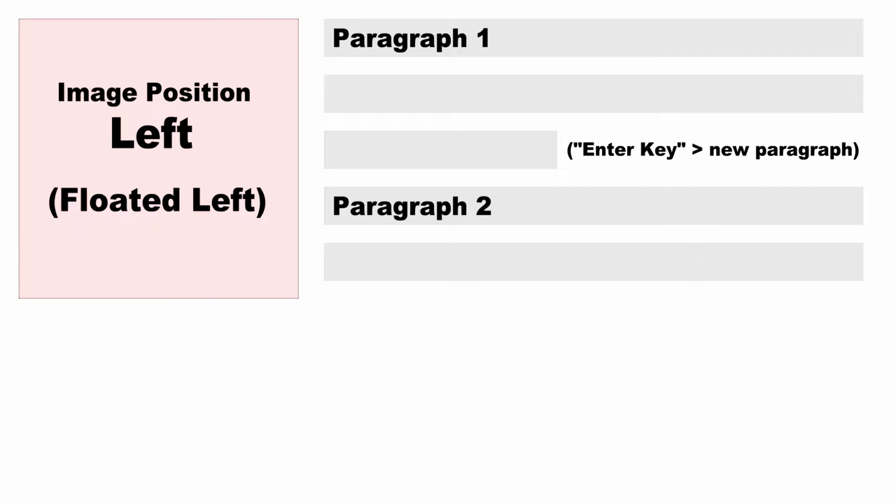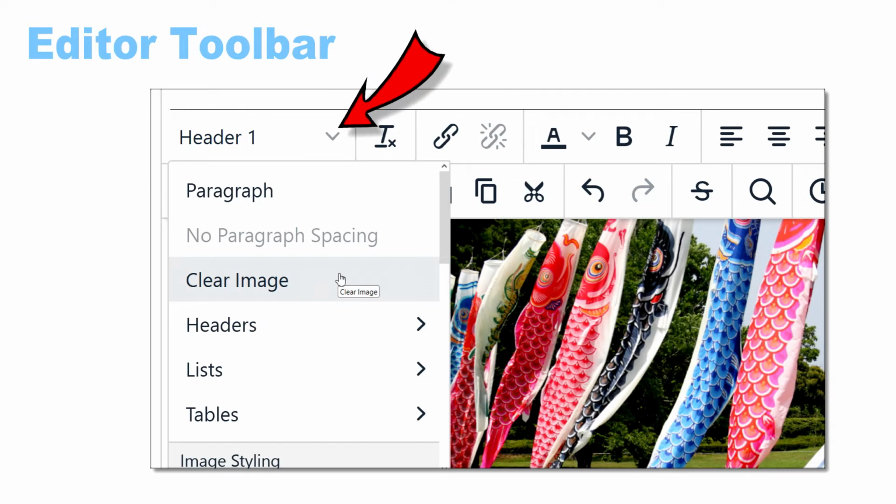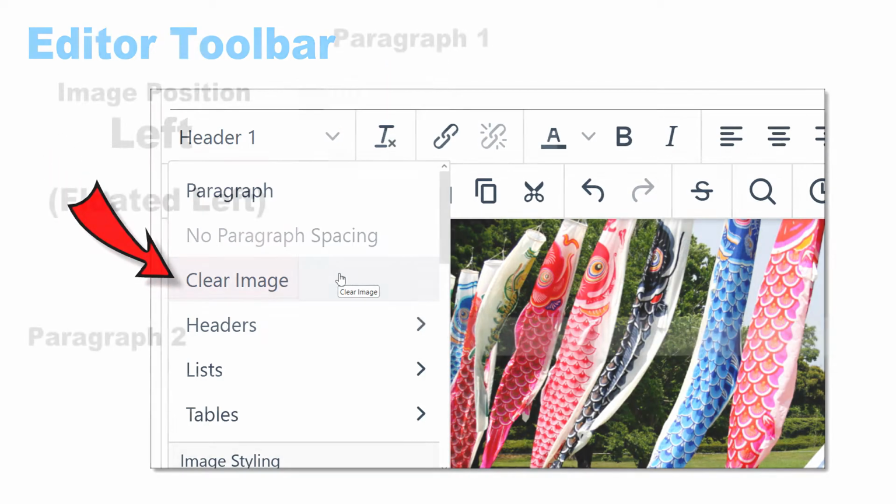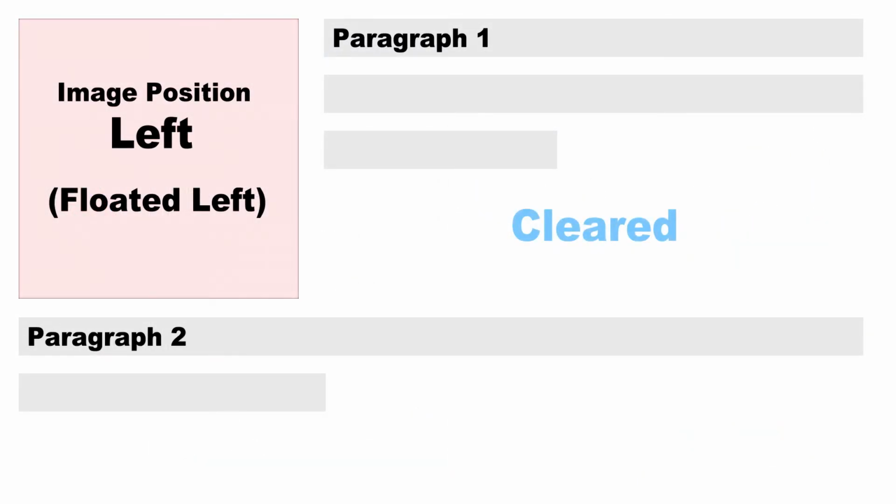To better understand clearing an image, take a look at this graphic. You'll notice that we have two paragraphs. We pressed an Enter key to create the second paragraph, but we want the second paragraph down here. First of all, place the cursor within the second paragraph. Then, on the toolbar, click Clear Image. The second paragraph will drop down below the image.